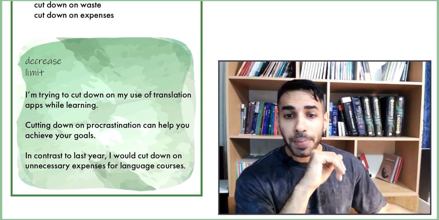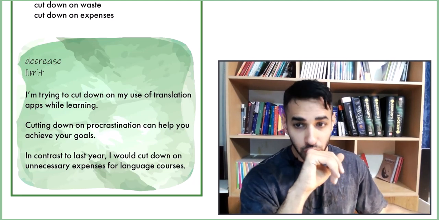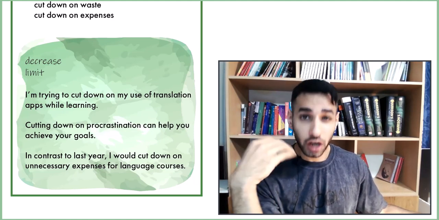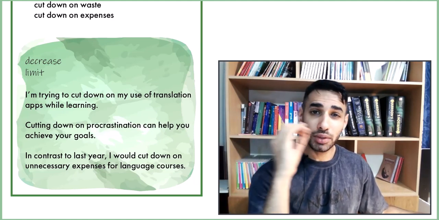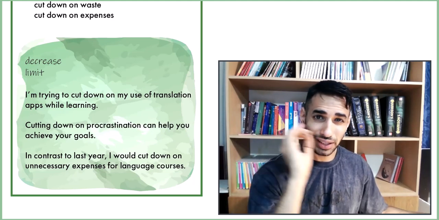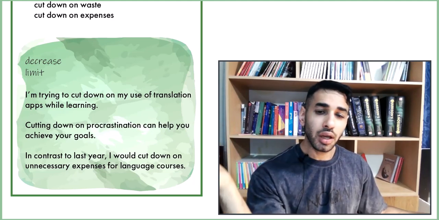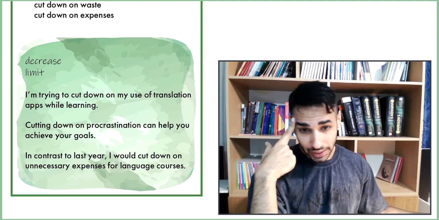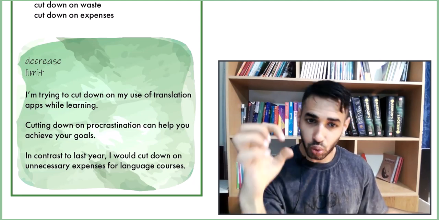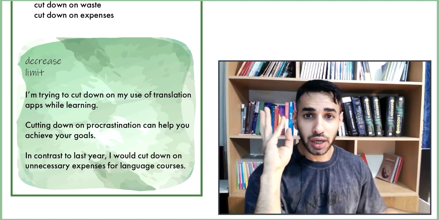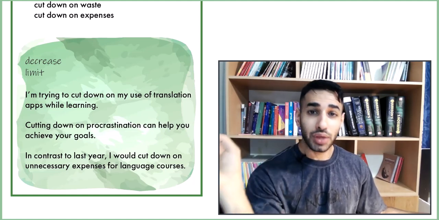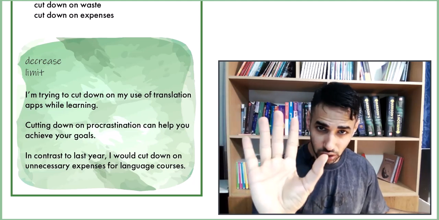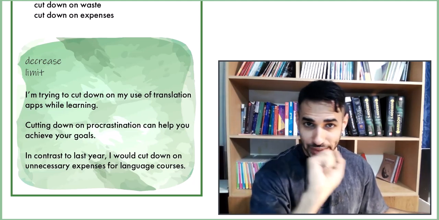Examples. I'm trying to cut down on my use of translation apps while learning. Cut down on your use, it means to reduce your use, to limit your use. Cutting down on procrastination, laziness can help you achieve your goals. So you can use cut down on with waste, with expenses, with use, and with laziness, with procrastination. Cut down on, to limit it.